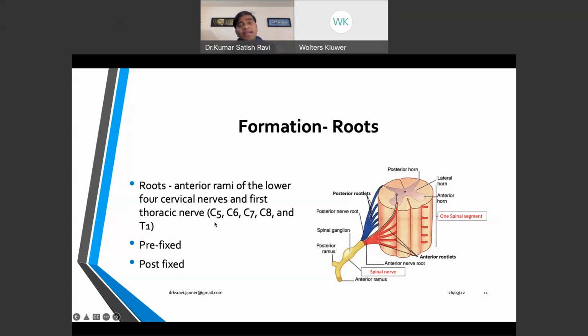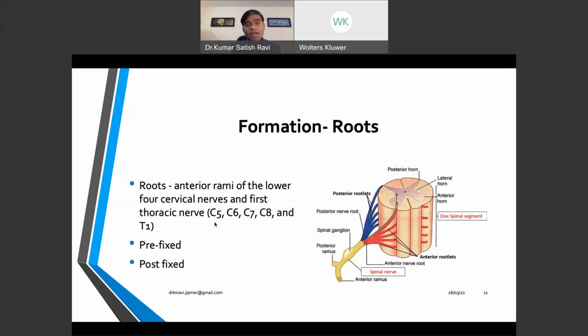So there are 2 types of conditions. One is the prefixed condition and another is the postfixed condition. In the prefixed condition, there will be no effect as such, but in the postfixed condition, there may be some changes because of the presence of the rib. It may compress some of the structures, and because of that, you will find some clinical conditions.